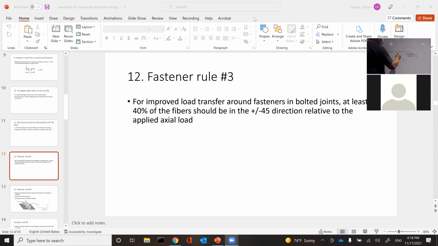And you don't want the direction to be this direction either. So the best case for the fastener, when you have this kind of joint, is to have this fiber in the plus minus 45 directions. This is a good choice. And then you dig a hole, and this kind of fiber orientation can hold it together. That's what this rule is about. Okay. I hope that helps explain it.